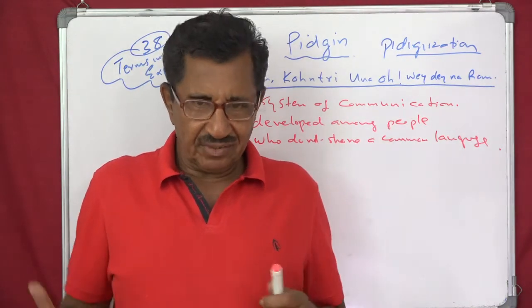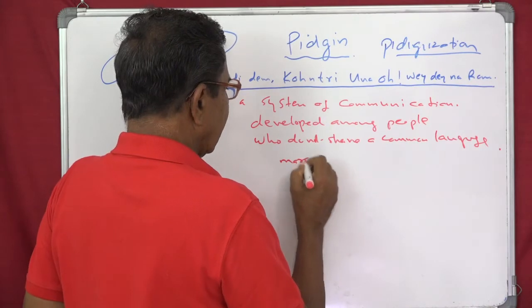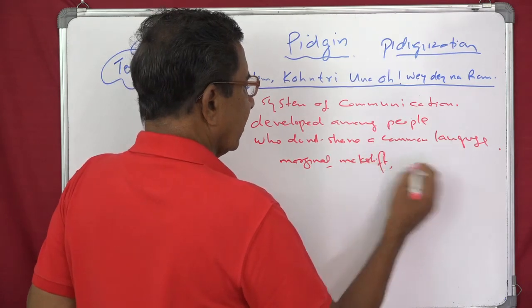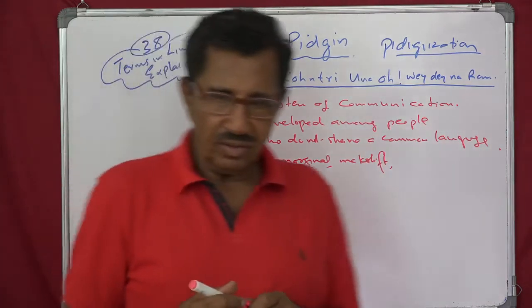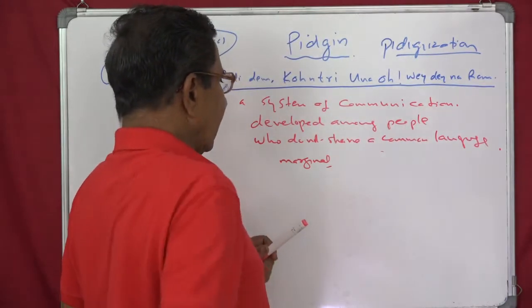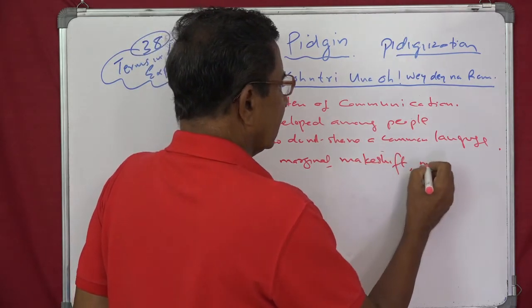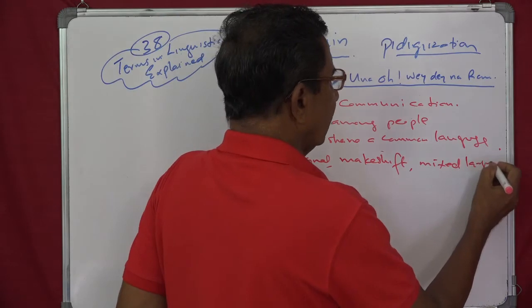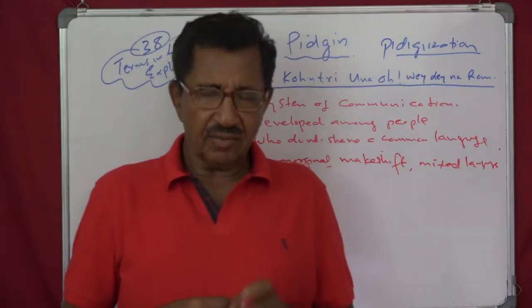Some people call it makeshift, marginal or mixed language. So it's called a marginal language, makeshift language, temporary, makeshift or mixed language. So these are other names for Pidgin.